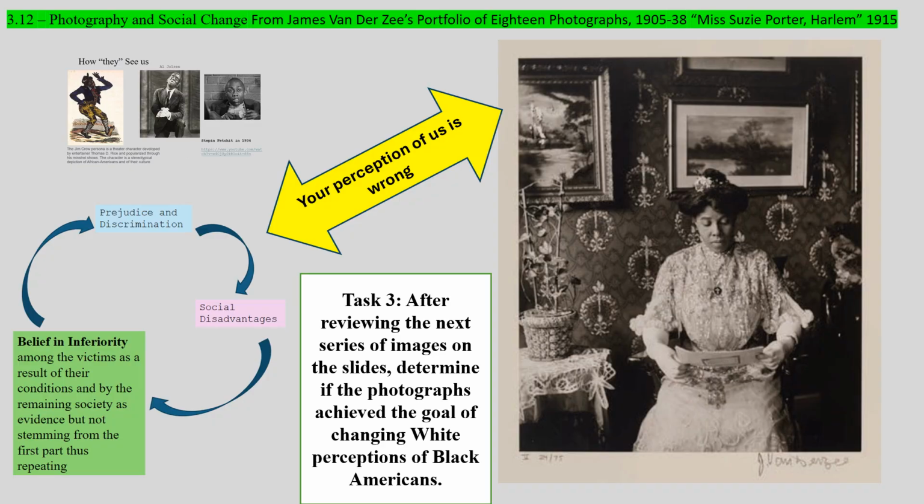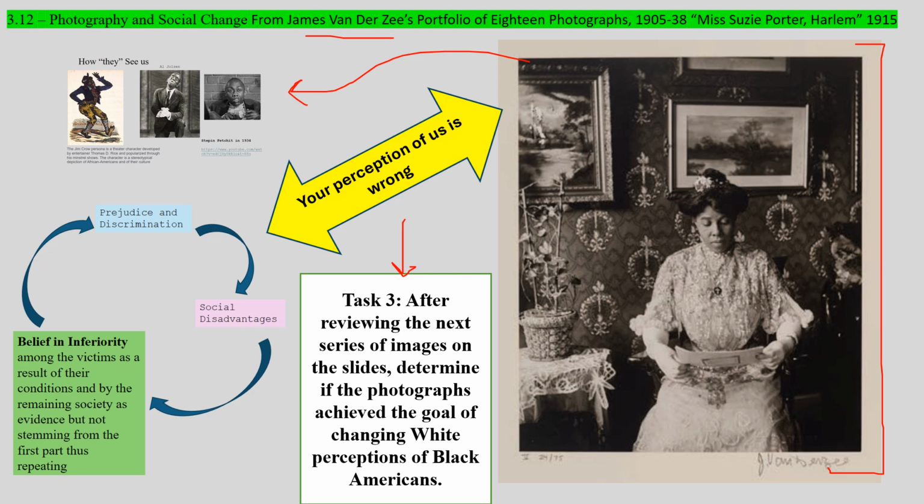Task 3, and the first photograph by James Van Der Zee. And the task we want to figure out or question: after reviewing the next series of images on the slides, determine if the photographs achieve the goal of changing white perceptions of Black Americans. I'm asking you to make a judgment about whether or not these images are enough to challenge the perception that already is out there in mainstream America.